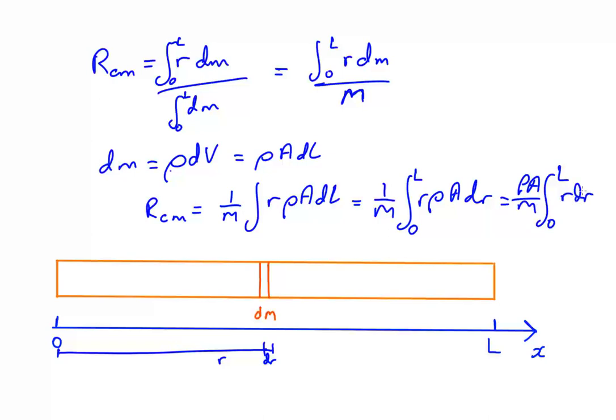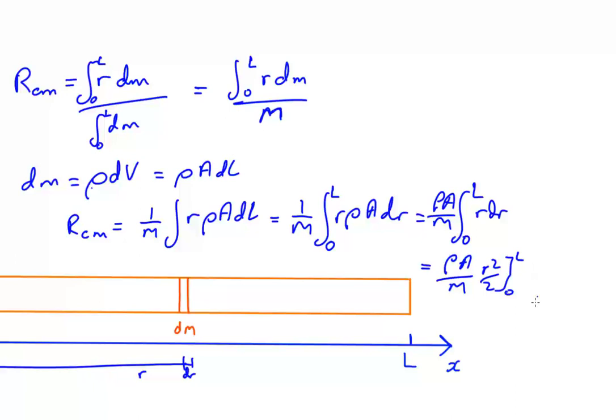Now you know this integral is a simple polynomial integral, which equals rho A over m times r squared over 2 between 0 and L. And when we evaluate this integral from 0 to L, we end up with r_CM is equal to rho A L squared over 2m.